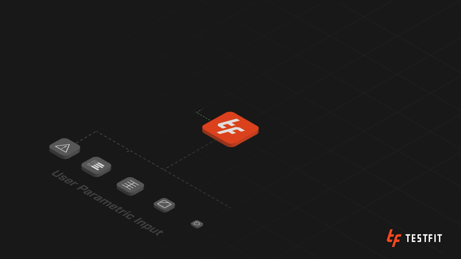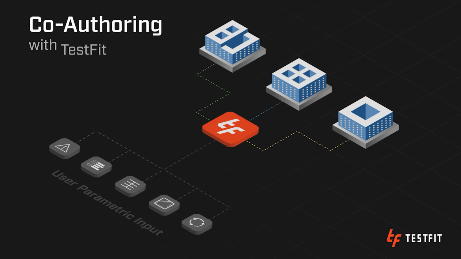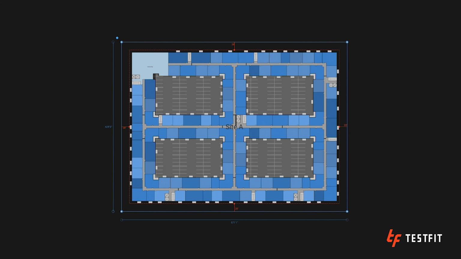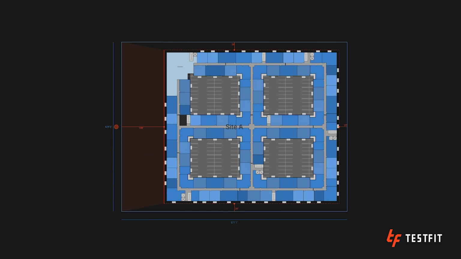TestFit uses real-time AI to optimize for the best design solution for every site based on user parametric input. That's what we call co-authoring. So first, you tell the AI what you need on your site based on your site requirements like unit mix, setbacks, site circulation, parking ratio, etc. TestFit generates the best buildable solution. As you make changes, our AI configurators update the design instantly. So you're not wasting time going back and forth on design revisions.